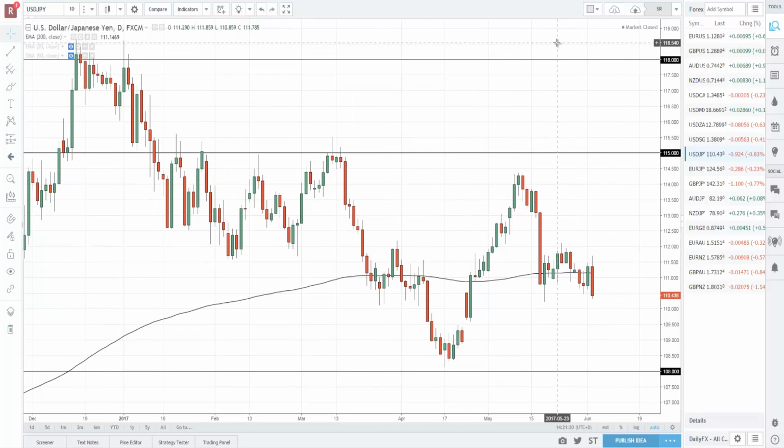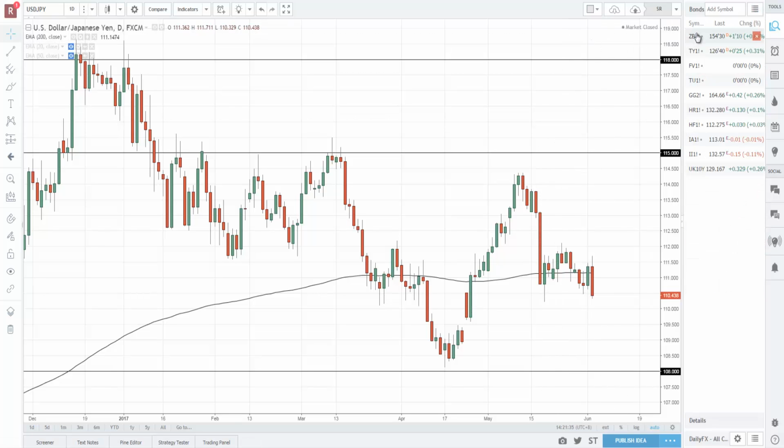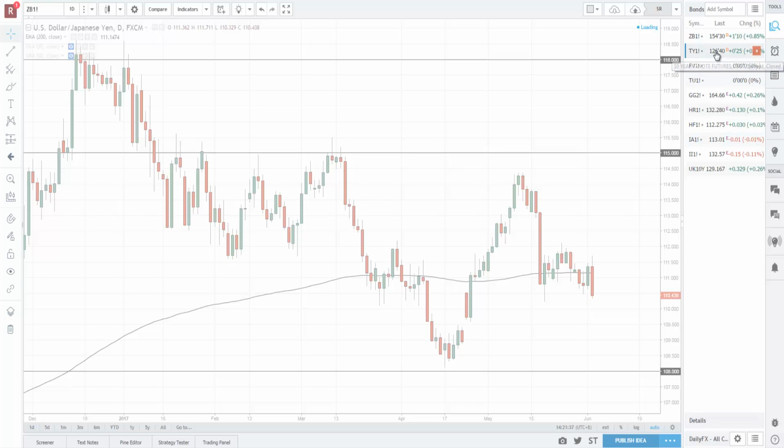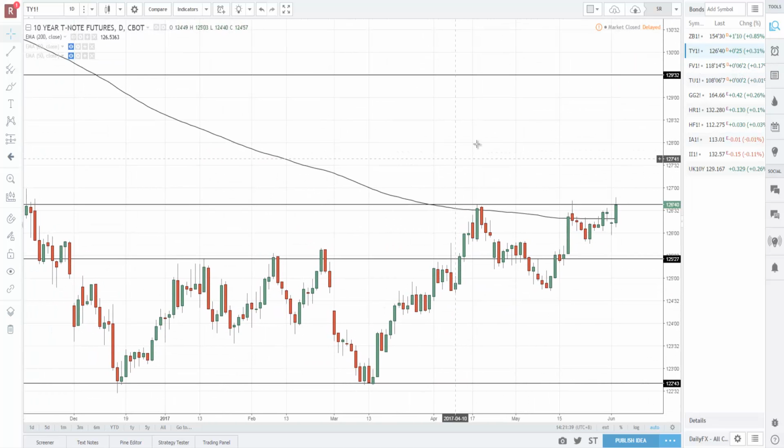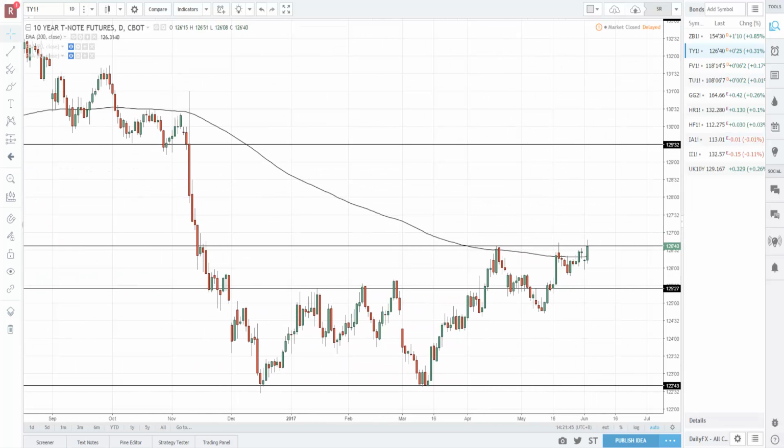Let's move on into the bond market, shall we? Let's have a look at the 10-year treasury note. Again, this is very similar to the euro dollar currency pair you saw earlier. Basically, price was in the middle of this range. Then price broke out of it, came back into the range, and right now is trading back towards this high and this area of resistance over here, and it's forming some sort of a build up over here.